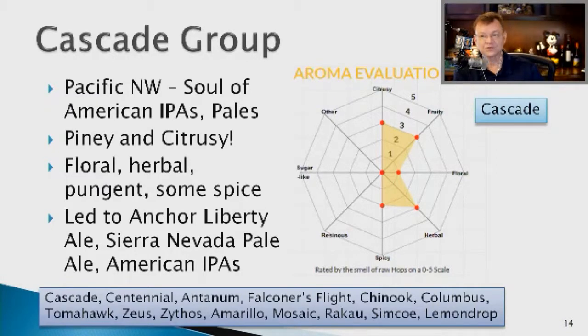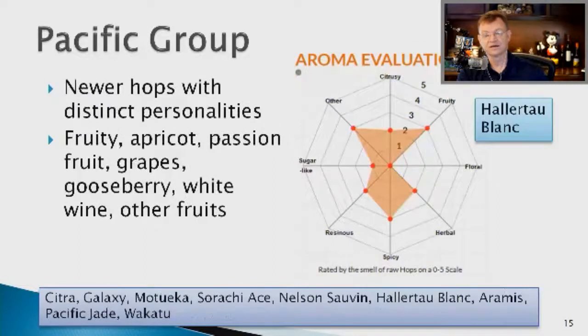But this is used tremendously here in the United States. Over 50% of the craft beer produced here in the United States are IPAs now. And really almost all of them are made with either these hops or the one I'm going to show you on the next slide, which is the Pacific Group.